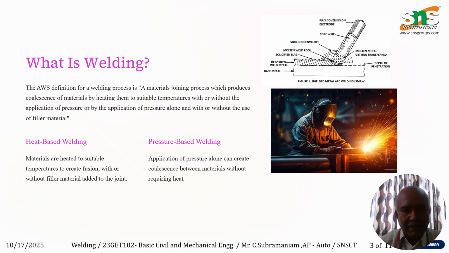So, in heat-based welding, both the metals will be joined with the help of a filler material also. An electrode will be used as a filler material, which melts from the electricity heat produced, and the parent metal also melts. All three metals will be joined as soon as the welding is done.